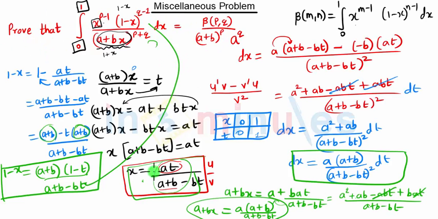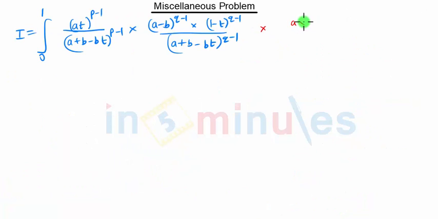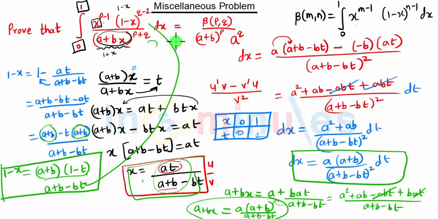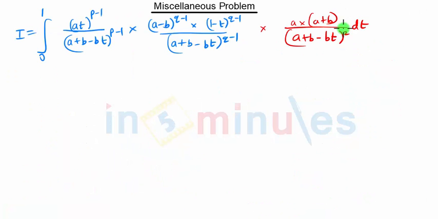After that we have the dx term. What is dx? Dx is this term. So we get a into a plus b upon a plus b minus bt the whole square dt, and in the denominator we have the a plus bx term the whole raised to p plus q. So the a plus bx term is nothing but this term the whole raised to p plus q. So in the denominator we have a raised to p plus q into a plus b the whole raised to p plus q upon a plus b minus bt the whole raised to p plus q.